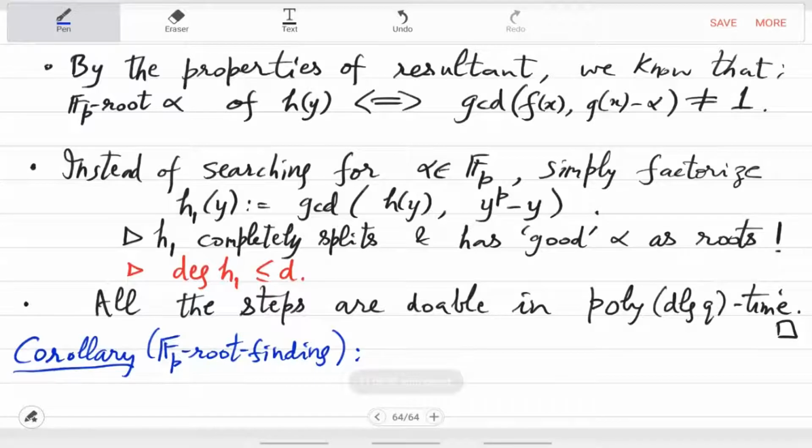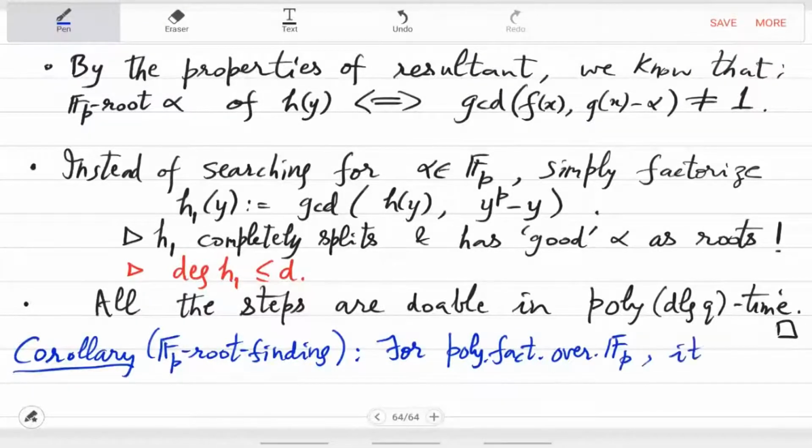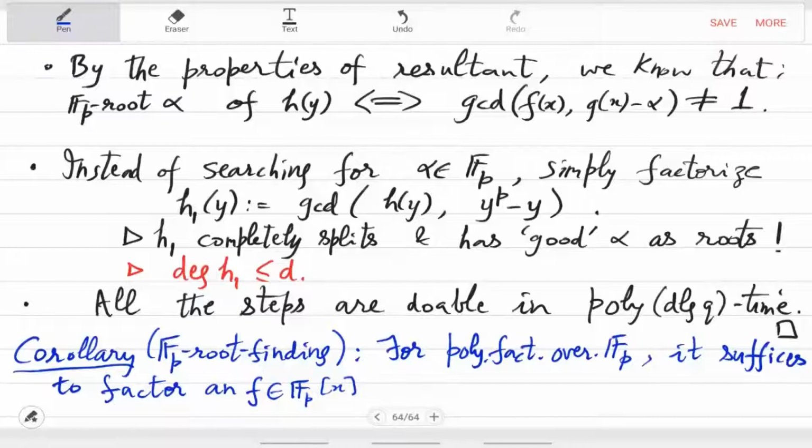So that is that corollary we note: that for polynomial factoring over FQ, it suffices to factor an F which is in FPX that completely splits into distinct roots.